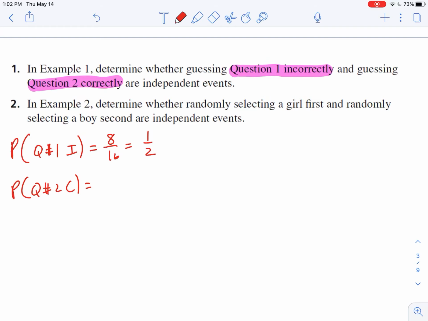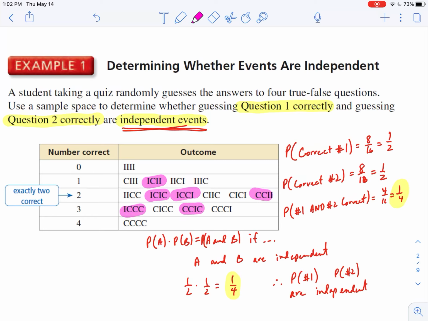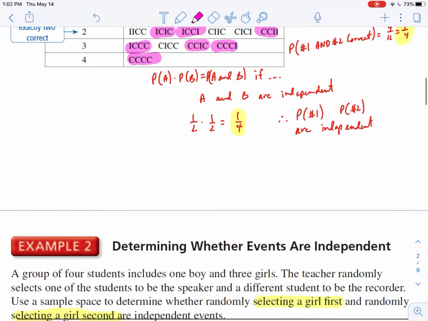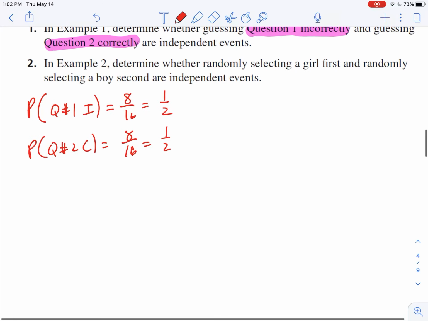Let's go back and look at our table of events here and see what we have as options. So question number 2 correct, well, we've got a C in the second position there. 2, 3, 4, 5, 6, 7, 8. So also 8 out of 16, which is again 1/2.